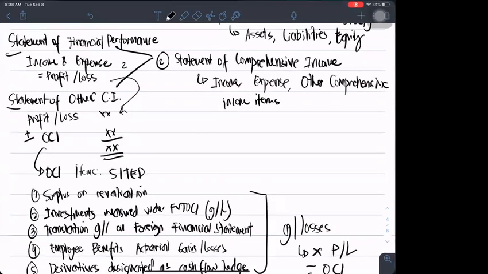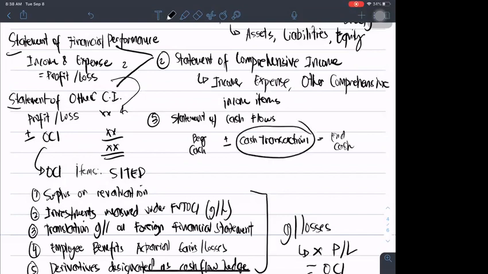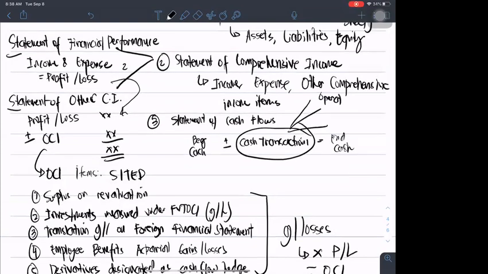Next, we have your statement of cash flows. It reconciles your beginning cash plus or minus the cash transactions. We have your ending cash. Your cash transactions is broken down into three main activities. We have your operating, financing, or investing. When we say cash transaction, this must be cash inflow or cash outflow.